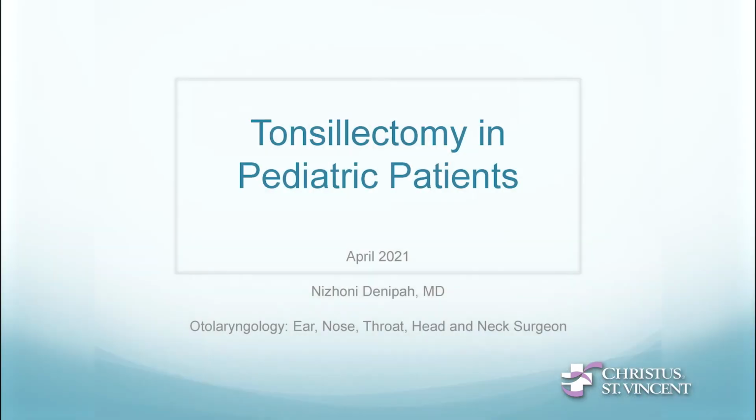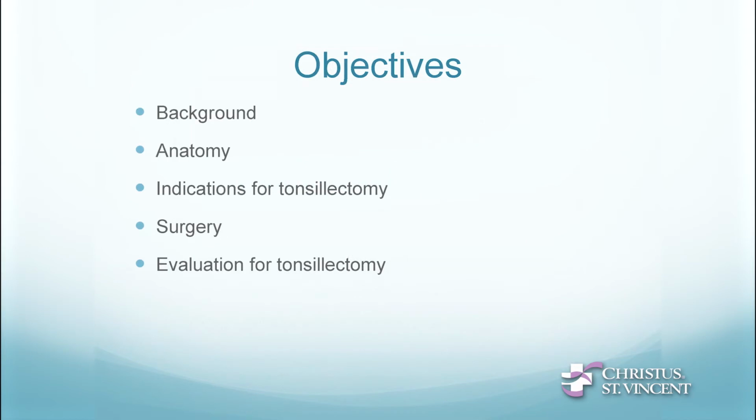Today, I want to talk about tonsillectomy in pediatric patients, or in children. I've got a few objectives. I'd like to talk about the background of tonsillectomy in pediatric patients. What is the anatomy of the tonsils? Where do they live? And what do they do? Indications for tonsillectomy. So why would we take the tonsils out in a pediatric patient? What does surgery look like? And then how do you get a patient evaluated for tonsillectomy, or what does that entail?